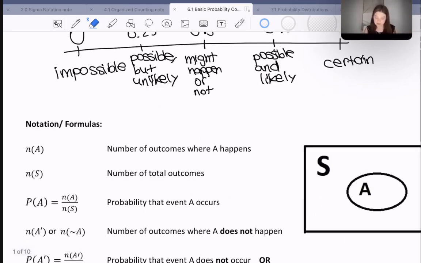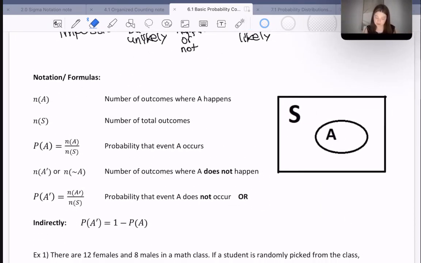Let's talk about notation and formulas. So n(A), this notation right here, is the number of outcomes where A happens. n(S) is the number of total outcomes, right? So for example, let's do our die example. Let's say we want to know the number of outcomes on the die where we'll get an even number. Well, there's 3 of them, right? So n(A) will be 3 because there's 3 possible outcomes.